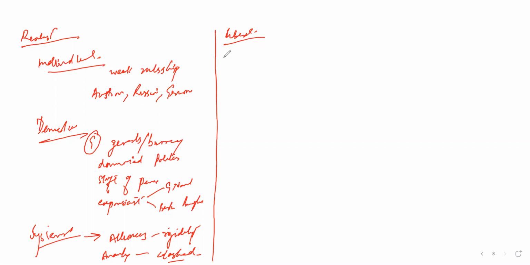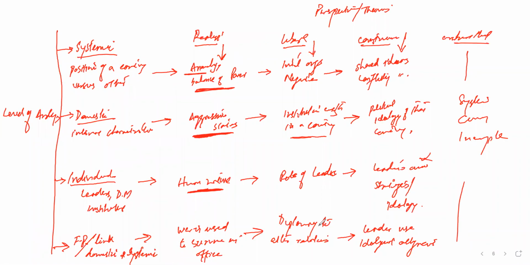Liberals, of course, at the liberal level, again, we will see the individual level. For the individual level, again, we'll come here. Liberals believe at the individual level that diplomacy can alter relations at the domestic level.